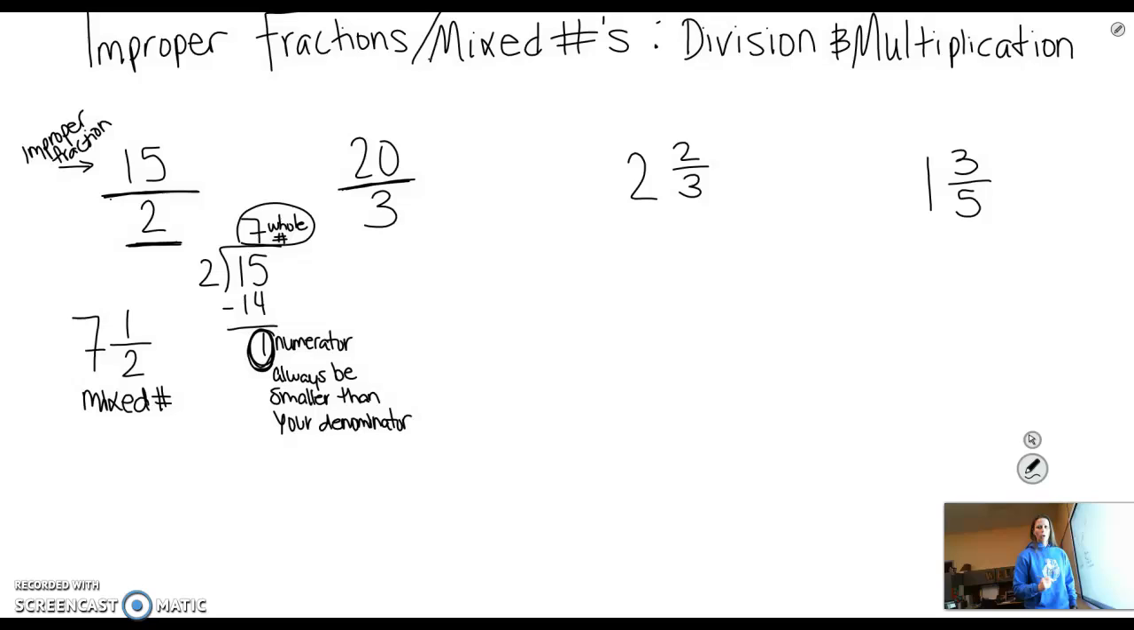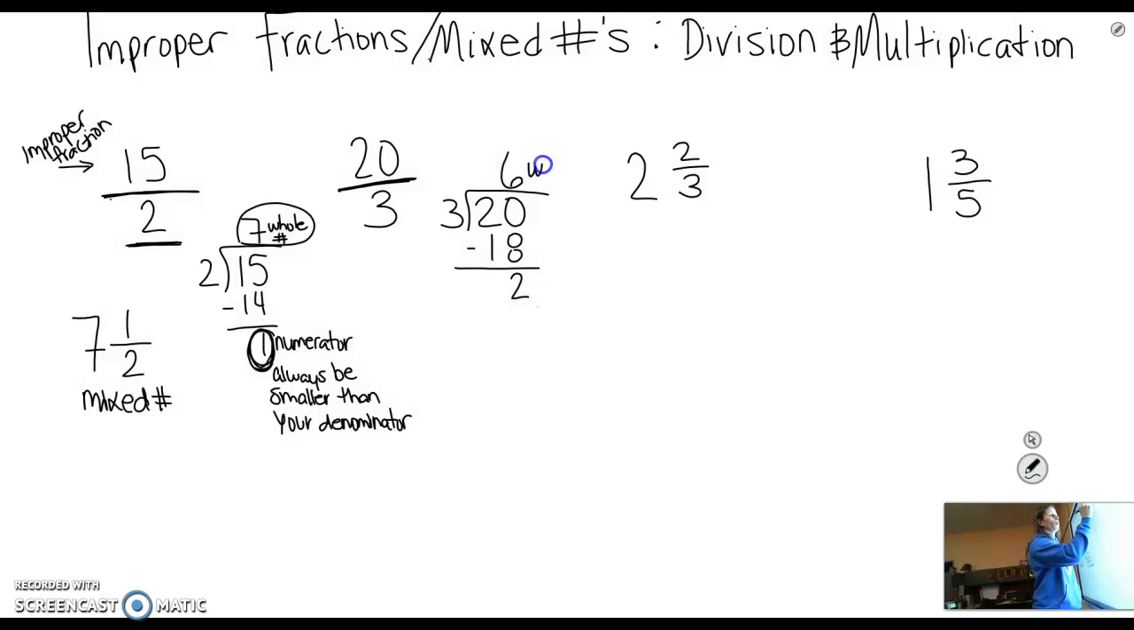Alright, so let's check your work and see how we did. So 20 thirds is 20 divided by 3. 3 times 5 is 15, so I need a little bit more. 3 can go in one more time, so 3 times 6 is 18. Do my subtraction. 20 minus 18 leaves me 2.